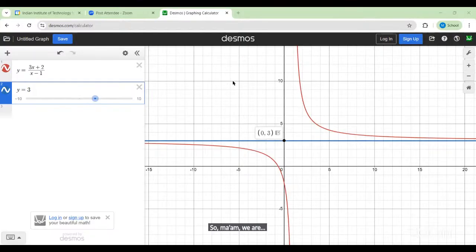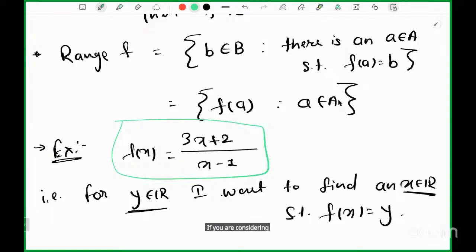We are not worried about x. We are only worried about y. In onto, we are just worried about the range and codomain relation. We don't bother about the domain if we are considering onto.